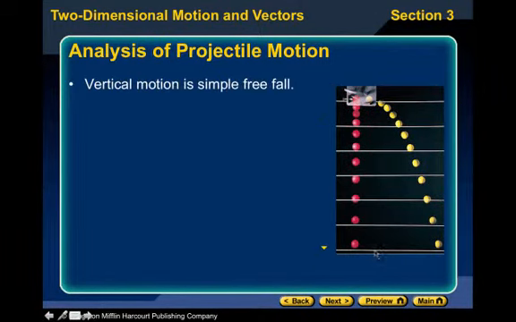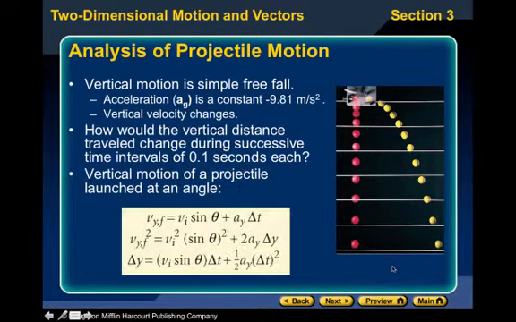The horizontal. What about the vertical motion? That's changing. Right, because we have acceleration due to gravity, the force due to gravity working on it, and so it's accelerating downward. It's just simple free fall. So all those free fall problems we did last chapter, we can apply that to just the vertical motion. Our acceleration is negative 9.81 meters per second squared, and so our velocity is changing. And so we can see at each second, the distance between the vertical is getting larger and larger.